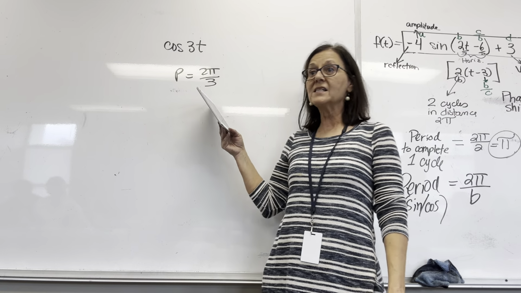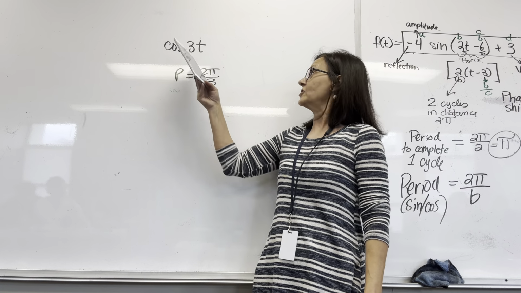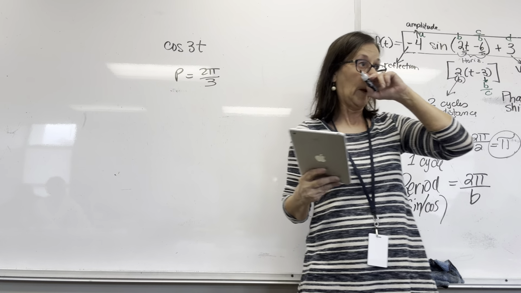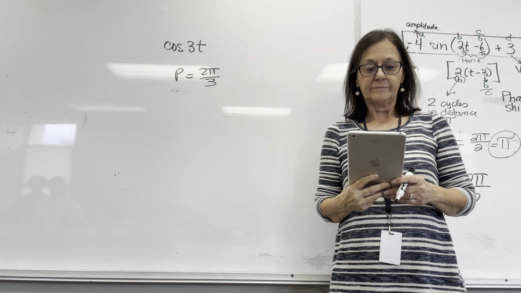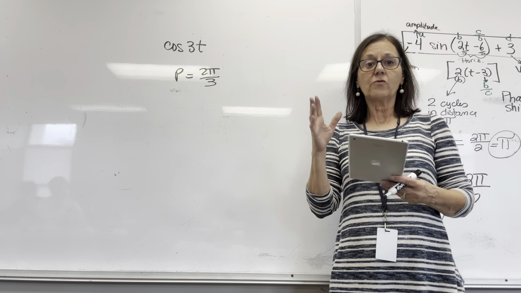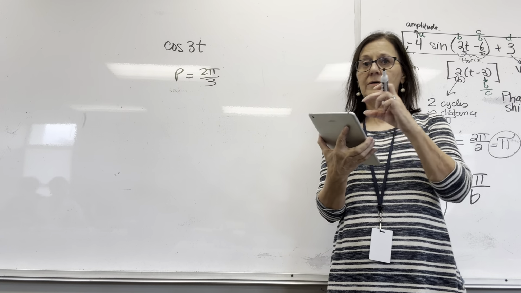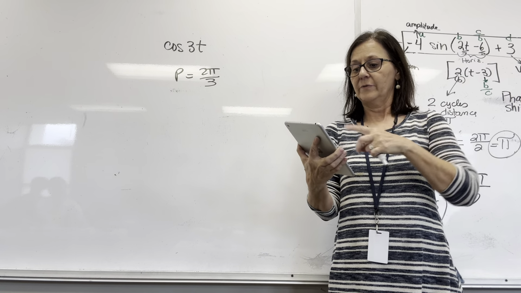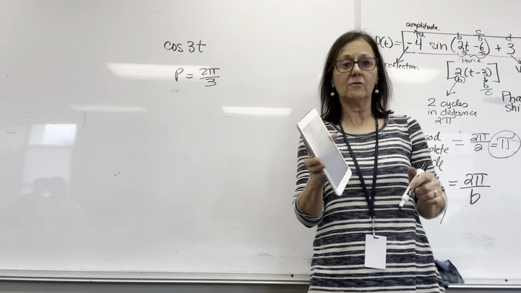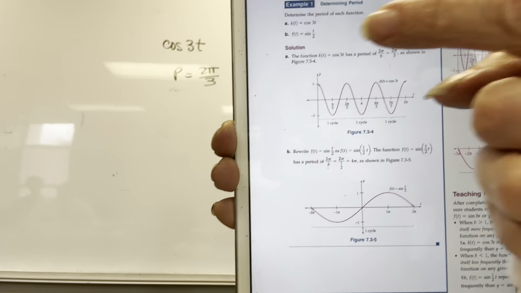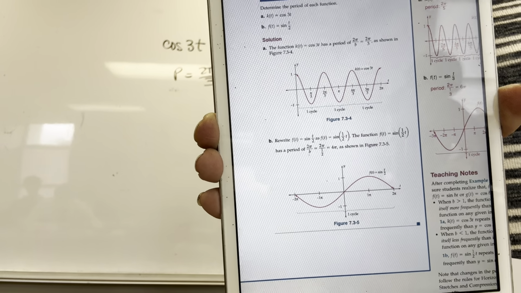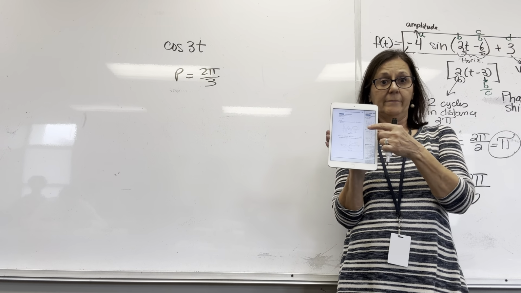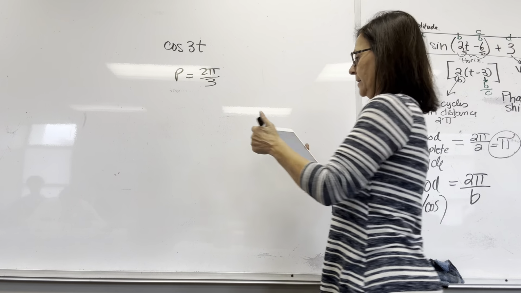It says to complete one cycle of the curve is 2/3 pi. There's going to be 3 cycles between a distance of 2 pi on the x-axis. And they've actually graphed it for you below the solution in your textbook. You can see 3 cycles between 0 and 2 pi. Do y'all see the 3 cycles between 0 and 2 pi of the cosine curve for A? You see it right here? Everybody looking? 3 complete cycles.